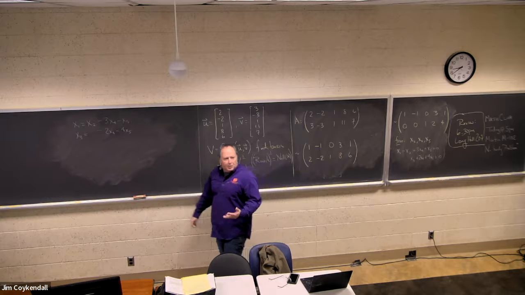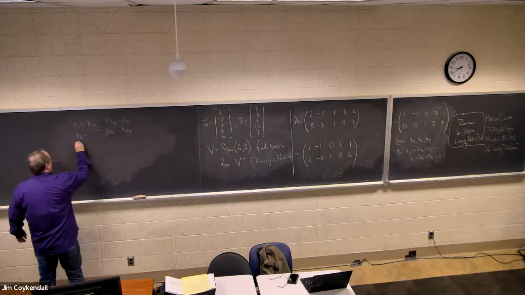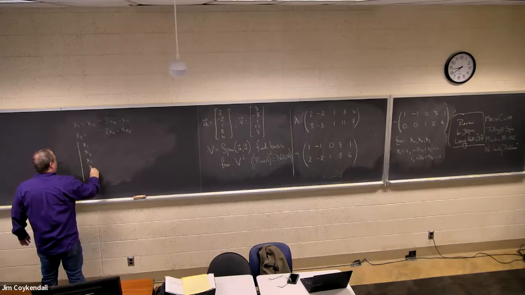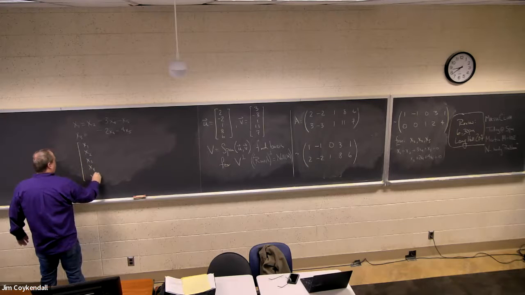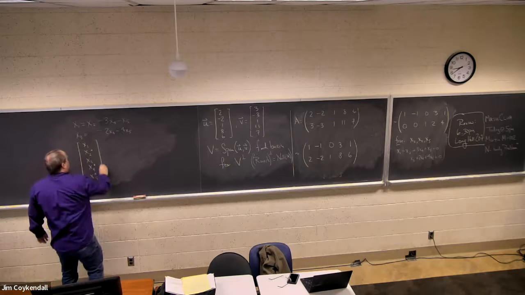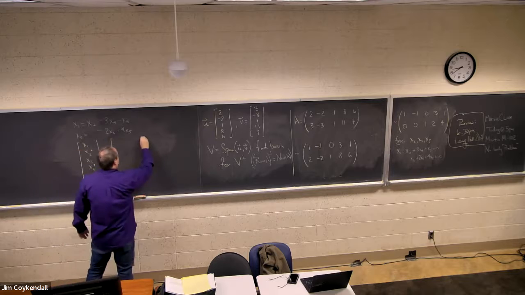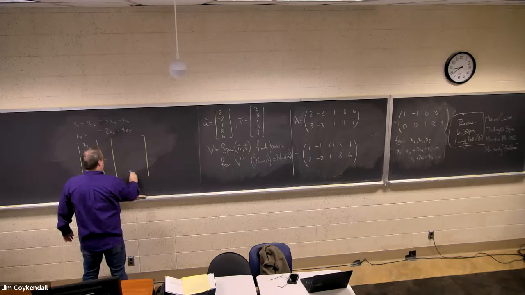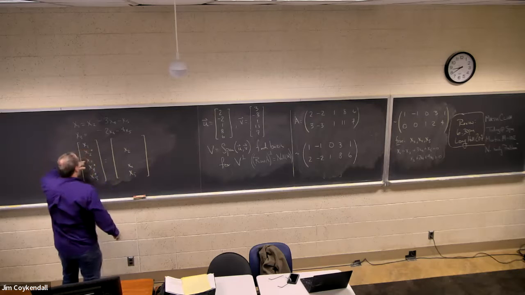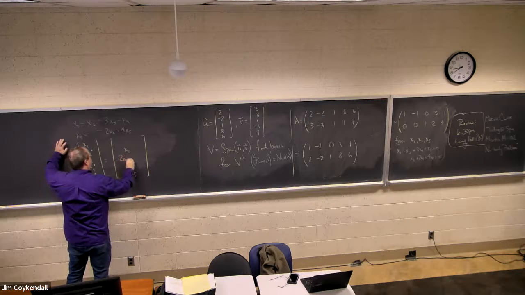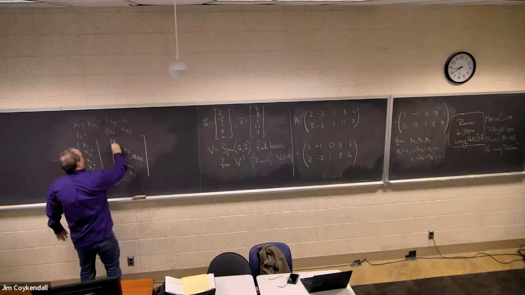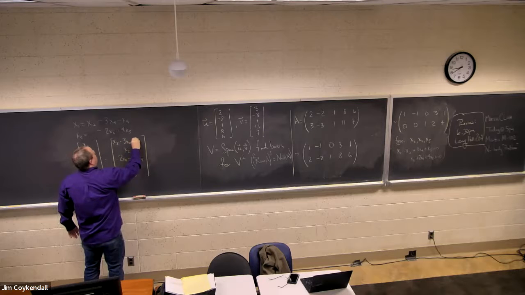So, what does a typical element of the null space look like? X1, X2, X3, X4, X5. Of course, these three, 2, 4, and 5, are the free variables. And the other ones can be written in terms of them. So we'll see that X5, X4, X2. And X3 is minus 2X4 minus 4X5. And X1 is X2 minus 3X4 minus X5.